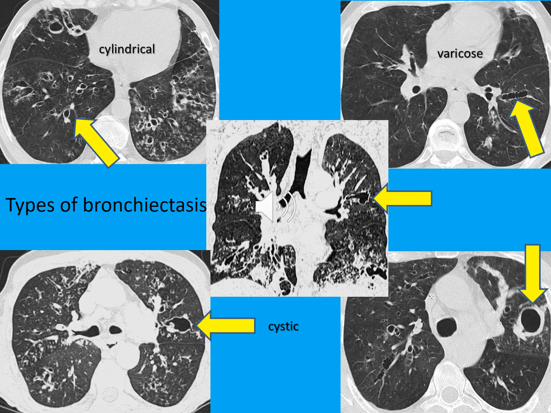Morphologically, there are 3 types of bronchiectasis. The commonest bronchiectasis is cylindrical, as seen in the image in the left upper corner. Then we can see varicose bronchiectasis as shown in the right upper corner, and the middle and the bottom images show examples of cystic bronchiectasis.